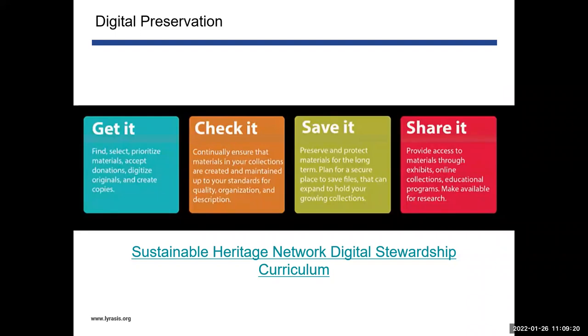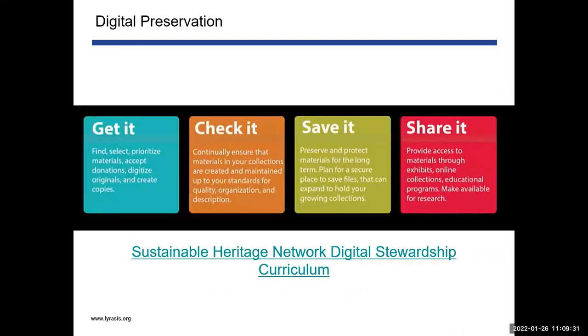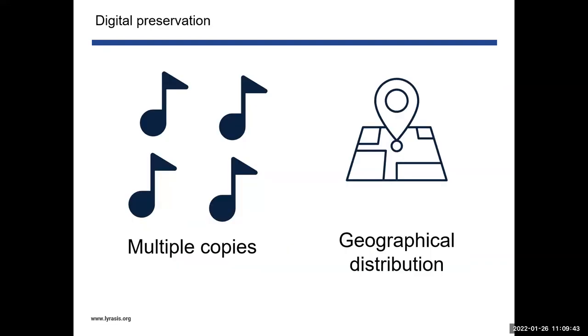And I want to give you two essentials. So I'm going to go back for a second on the essential side over here and give you two suggestions for what can be in that essential category. If you're already past the essential and you're looking for more, I definitely say check out the Sustainable Heritage Network. But if you're thinking we just need to do the essential right now, make multiple copies and have at least one in a different place from the others. Those are some very essential things to do if you're not already.